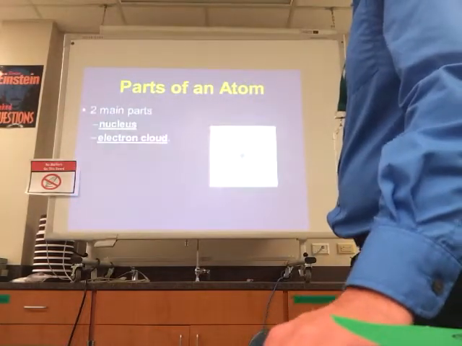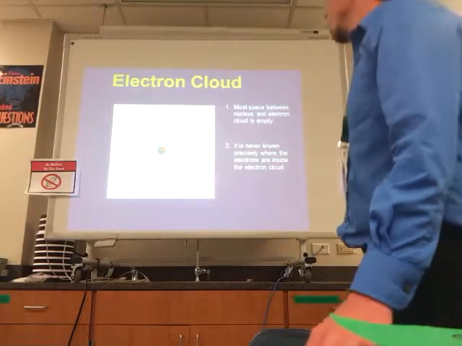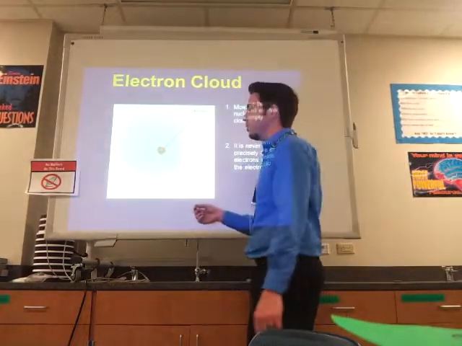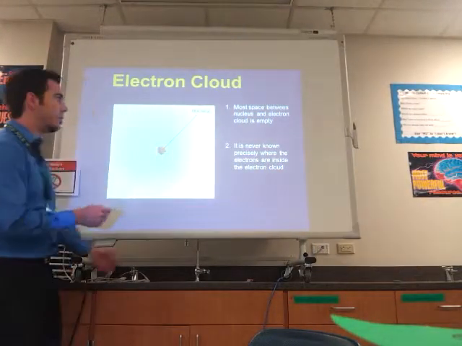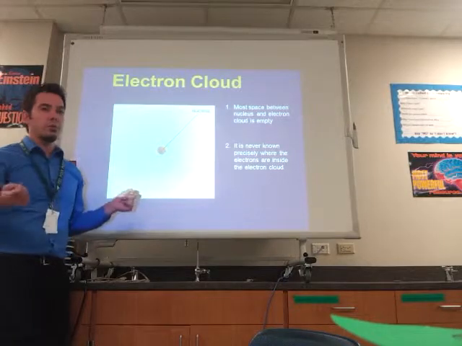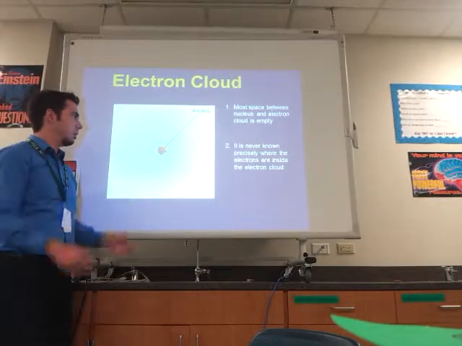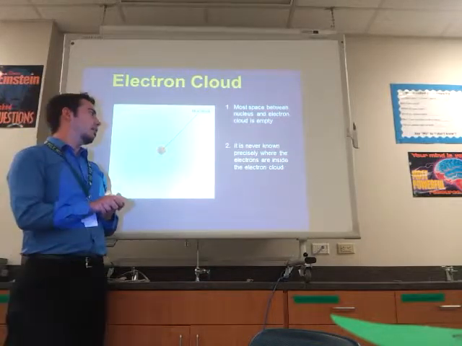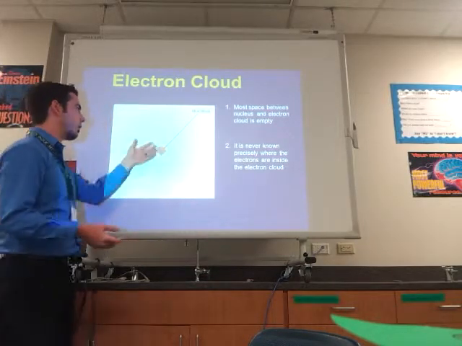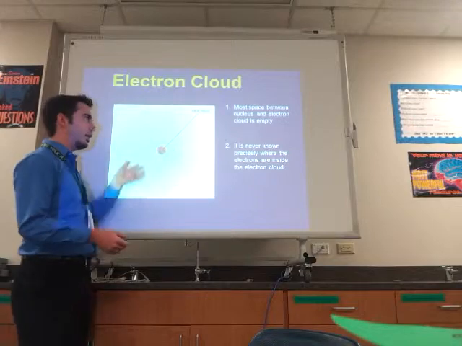Let's talk a little bit about the electron cloud. The electron cloud is mostly empty space. You have to imagine that there are almost infinitely small things flying around here, but while they're flying around, there's nothing else. It's just mostly empty space. It's never really known exactly where electrons are, so they can really be anywhere here at any given time.